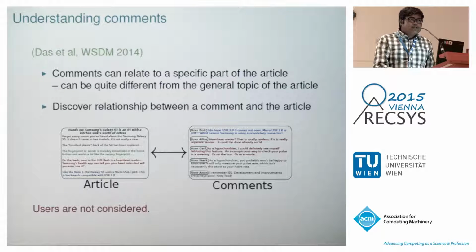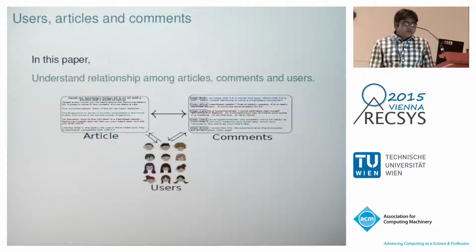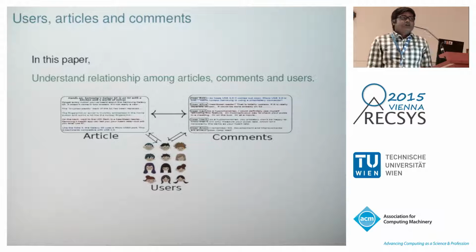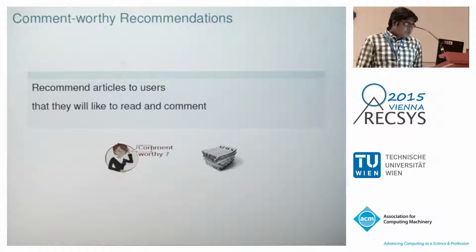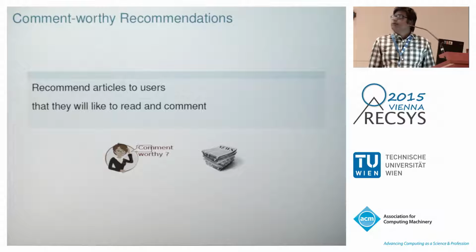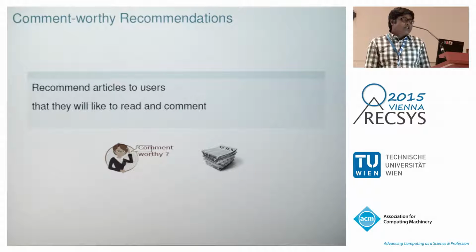But in that work, we did not consider the users actively. So in this paper, we want to understand the relationship between article, comments, and users: how users play a role in making these comments, what their interests are, and how we model their interests. That is how we want to address this question of comment recommendation, that is, to recommend the news articles which people will like to comment on.